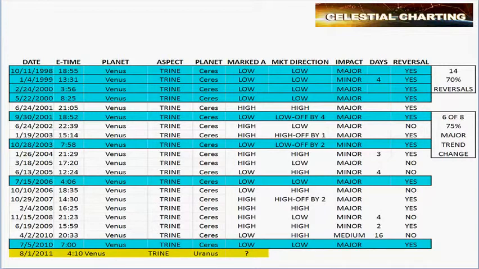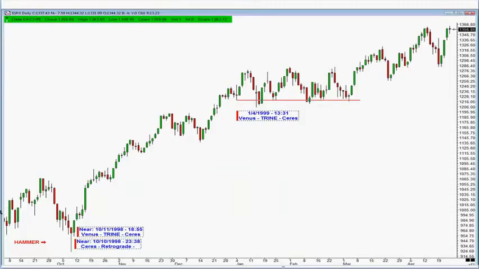Now, if we go to the charts and take a look at Venus trine Ceres here, what you can see is that in this case here now, and I think on some of these charts I still have also the Ceres in retrograde motion.